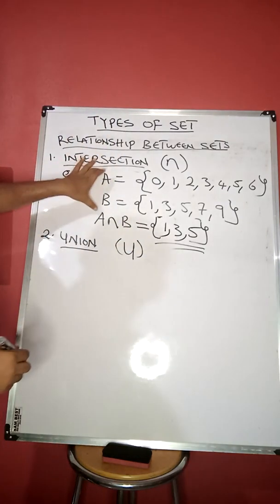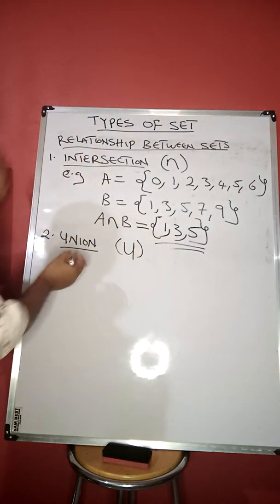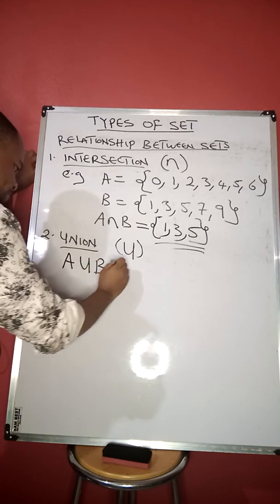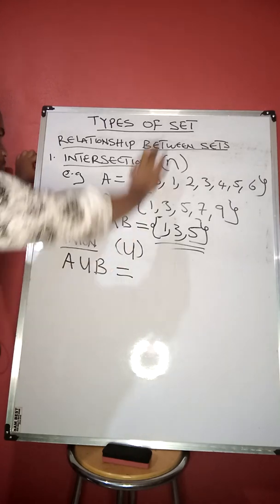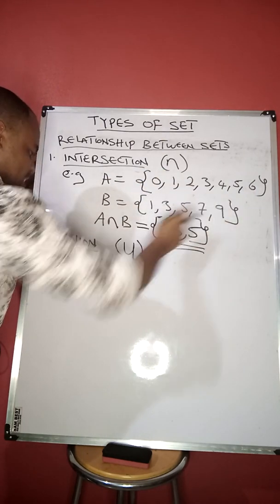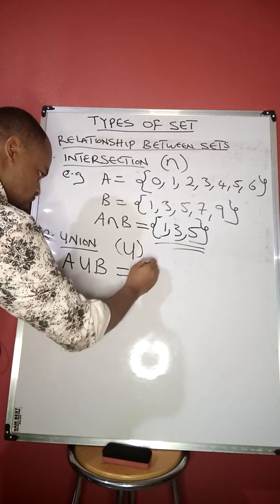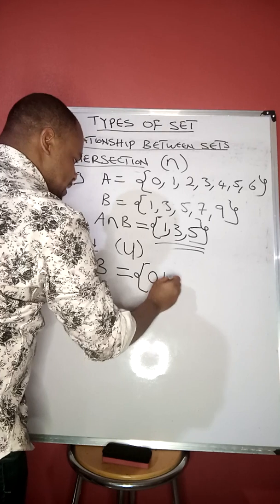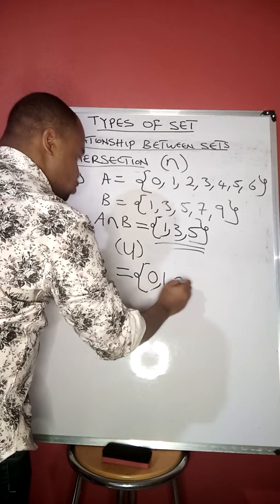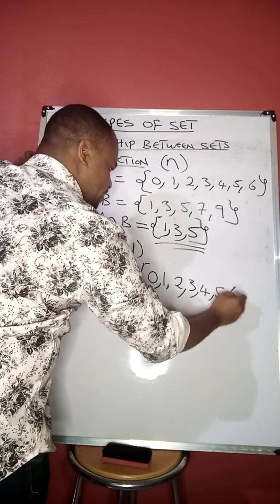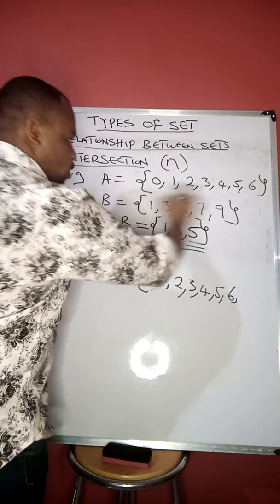So let's use the same example that we have here. If we are asked to determine A union B, I will just list out all the elements here and combine with the elements here. So let's list it out. A union B, I have 0, I have 1, I have 2, I have 3, I have 4, I have 5, I have 6. I've listed all the elements in A.